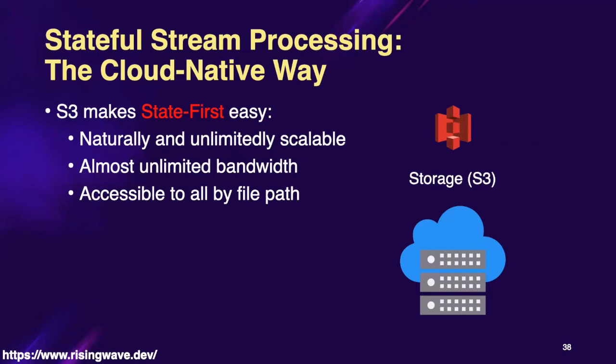And the second good thing about S3 is that it basically provides unlimited bandwidth, meaning that if you have a lot of clients fetching data from S3 or writing data to S3, you can just increase the number of clients and your bandwidth increases. And third is that it is accessible to all the processes in your job because they can just locate a file by the file path, right? So it is visible to all.